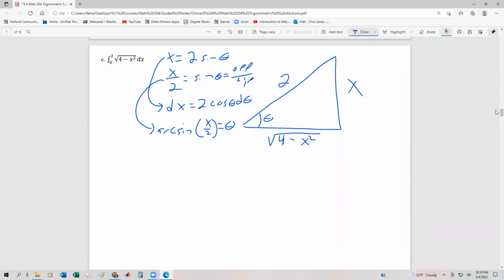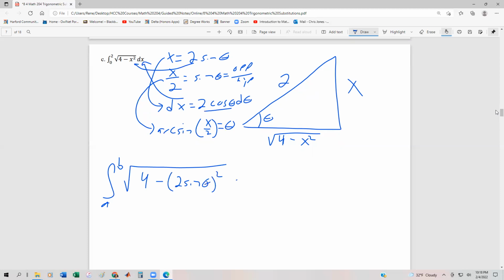This is actually pretty easy to substitute for. We substitute for x, which is going to be 2 sine of theta. And then for dx, we have 2 cos theta d theta. So our integral now becomes the integral, using our dummy variables a to b, of the square root of 4 minus the quantity 2 sine theta squared, and then we have this 2 cos theta d theta for dx. All right, so far not looking too bad.